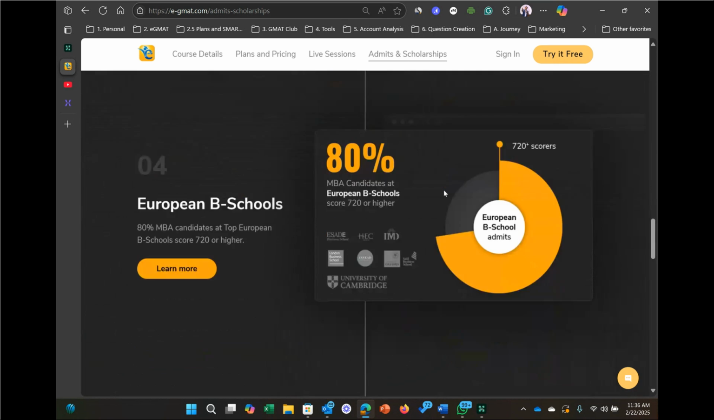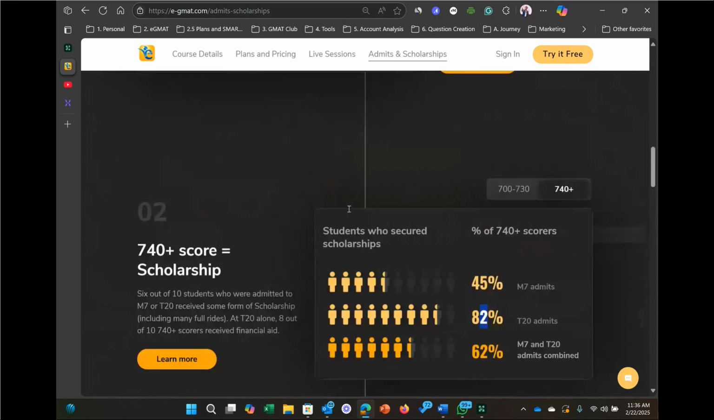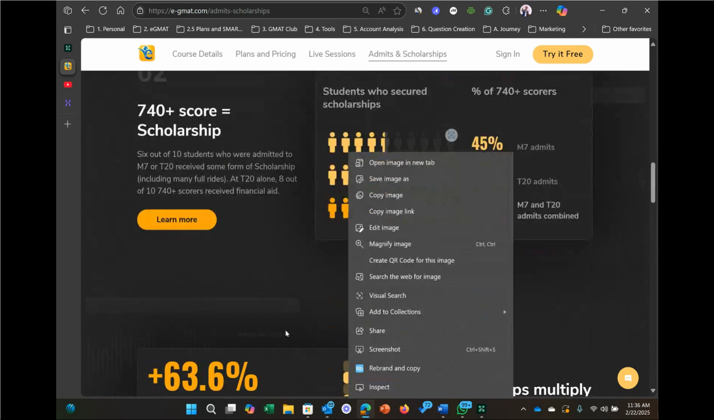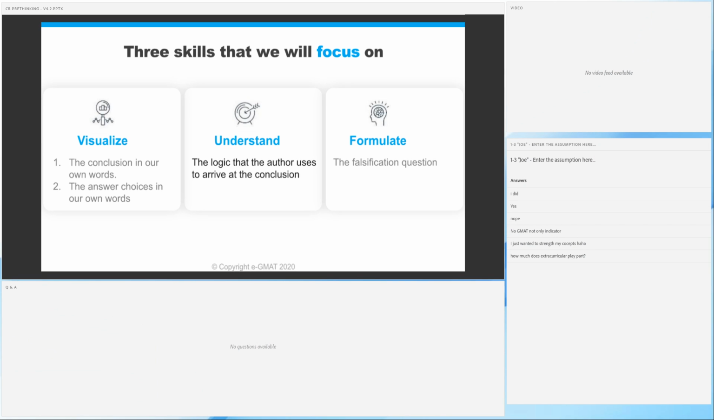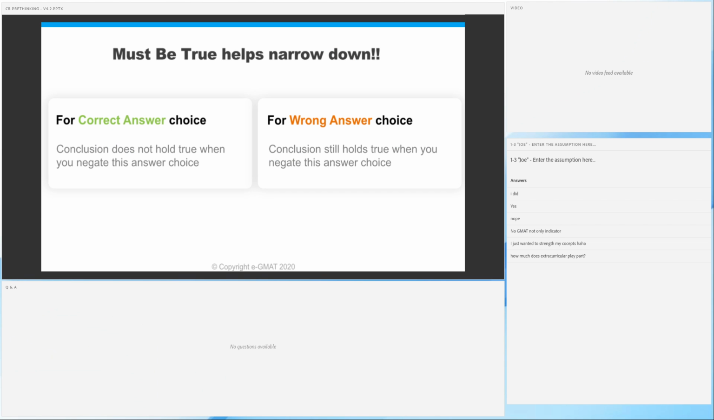And then this was purely from India that we got our research that 720 or higher was the score for 80% of all the admitted candidates at top European B schools. So again, it's not 100%, but it does make a significant difference when it comes to your chances of scholarship. A 26% admit rate versus 13% is huge. Okay, hopefully that gives you some idea.